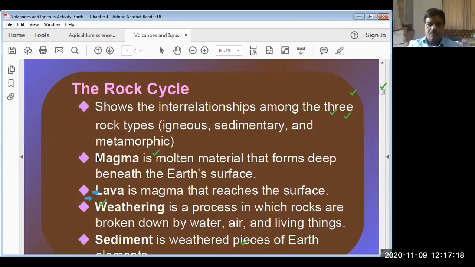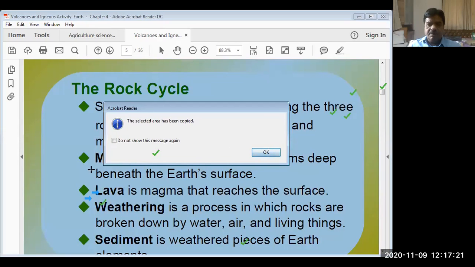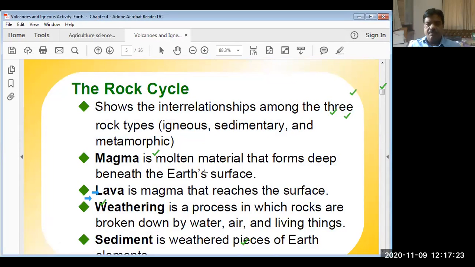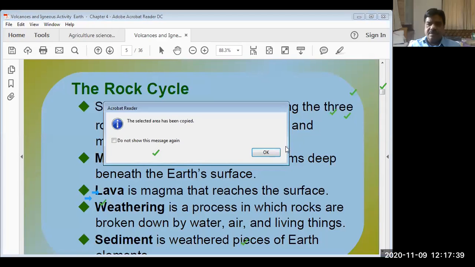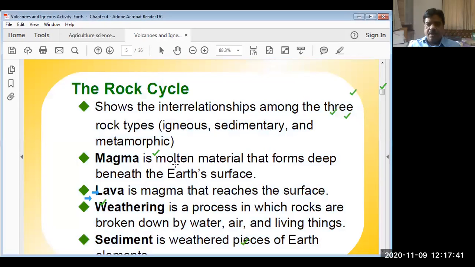Now this molten magma is a material that forms deep beneath the earth surface. In the center of the earth, in the core of the earth, there is a magma. That magma then bursts out, and that becomes lava. So this is the lava. Lava is a magma that reaches the surface.